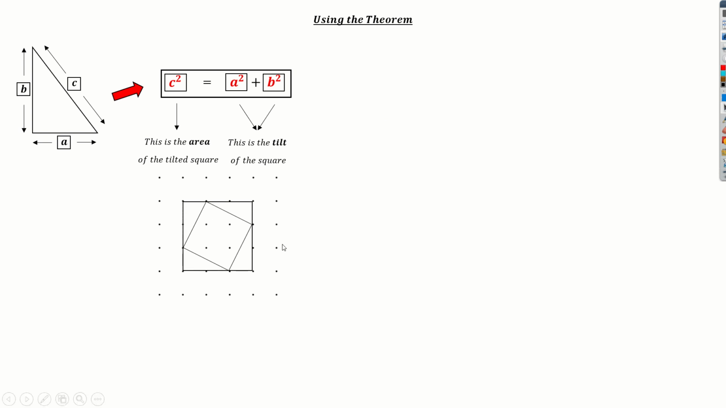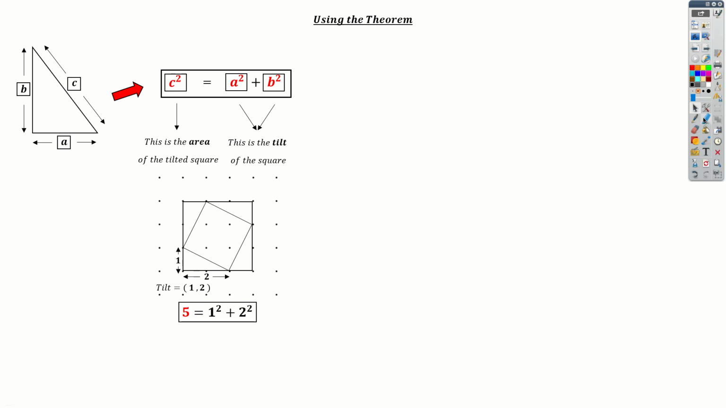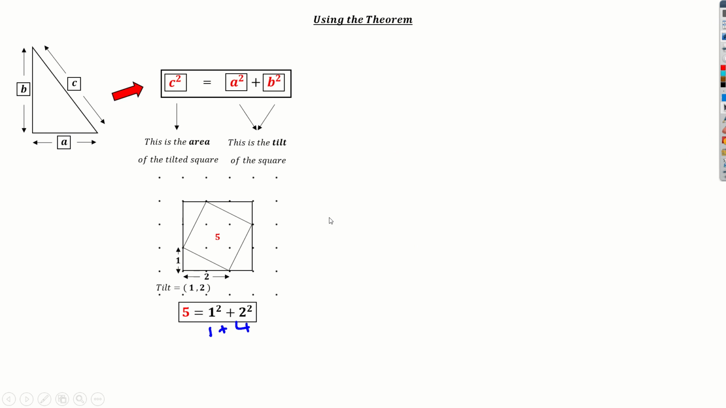Here's the tilted square. Here's the tilt. It's 2 by 1. Now to get the area, rather than do the whole sum again, all I need to do is square these two numbers and add them together. So the tilt is 1 by 2. If you do 1 squared and 2 squared, add those together, that's 1 plus 4, and that makes 5, which was the area that we had before when we did this the first time. So that's the quick way. You square the numbers, add them together, and that's the area.